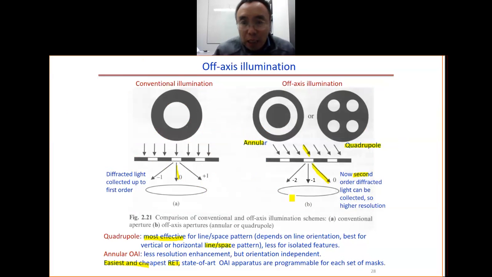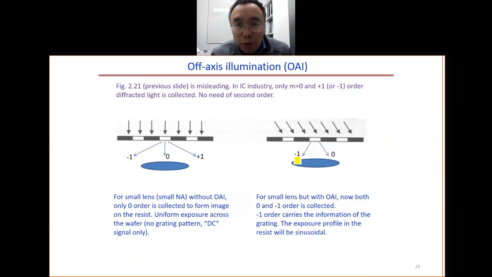Here we said we need to collect the light up to second order. Actually, we don't need to. I got this figure from the textbook. Later on I talked to the lithography people at a conference, and they told me we do not need second order. All we need is first order.